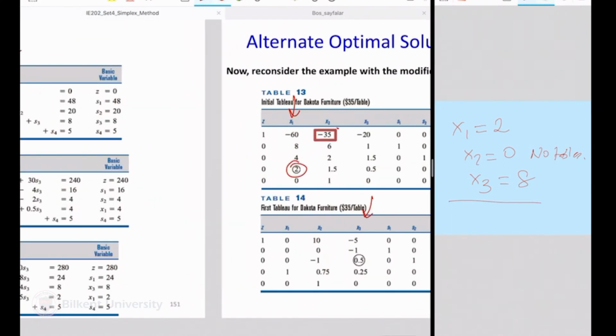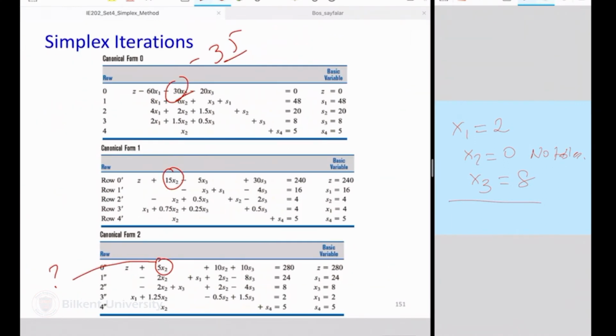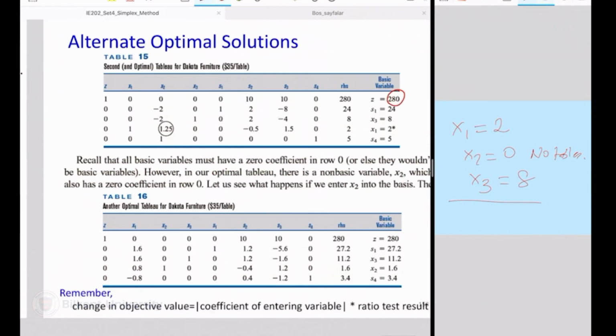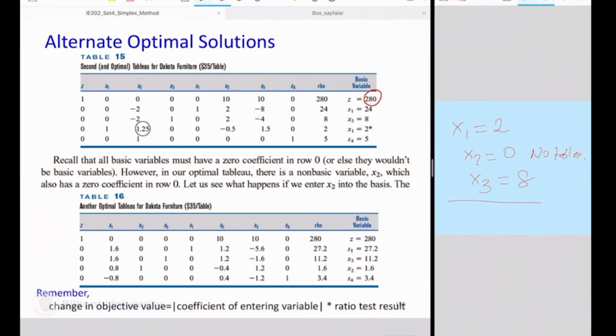Not the same, of course. It cannot be the same. No, it is the same. Why is it the same? Number is 280. It's the same. Why?